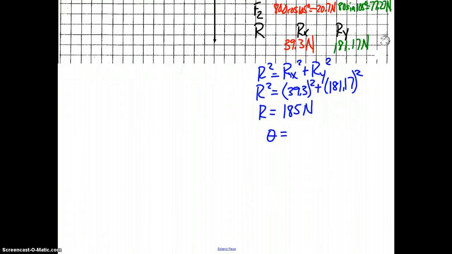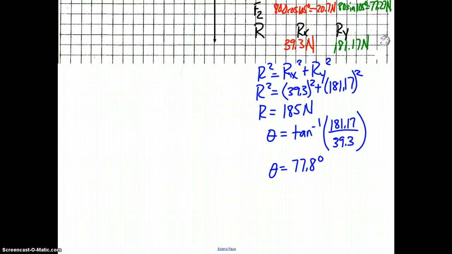Our angle of our resultant, our direction, is the inverse tangent. Just a little hint for you here, if we're always measuring it from the x-axis, it's always going to be the y component over the x component, opposite over adjacent. The inverse tangent of that, calculated, is 77.8 degrees. Our final answer, R, the resultant, is 185 newtons at 77.8 degrees to the positive x-axis.